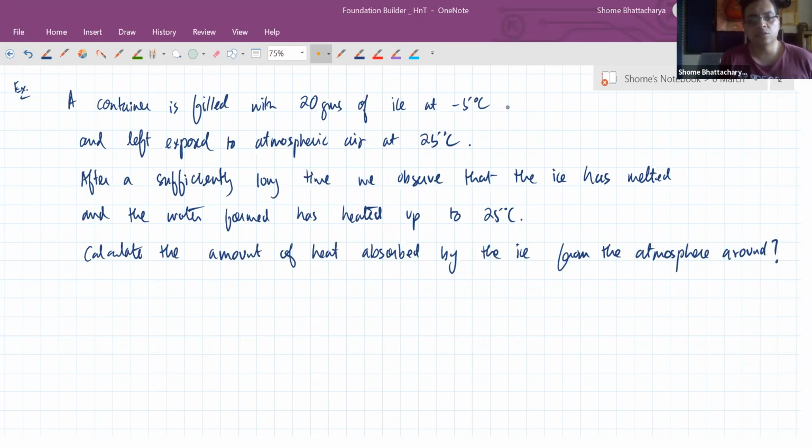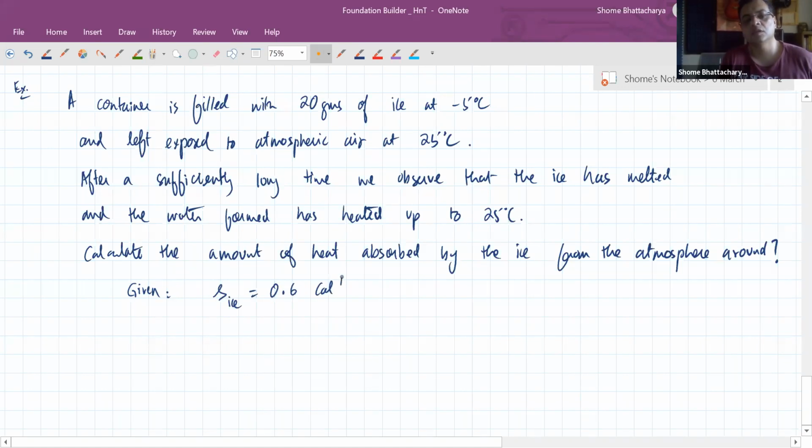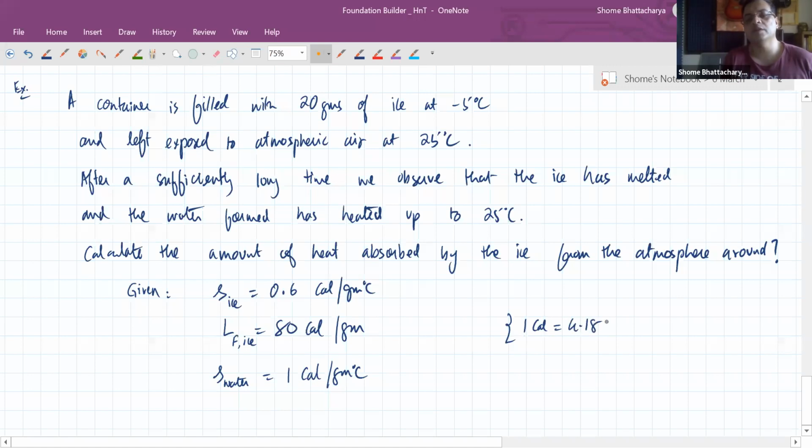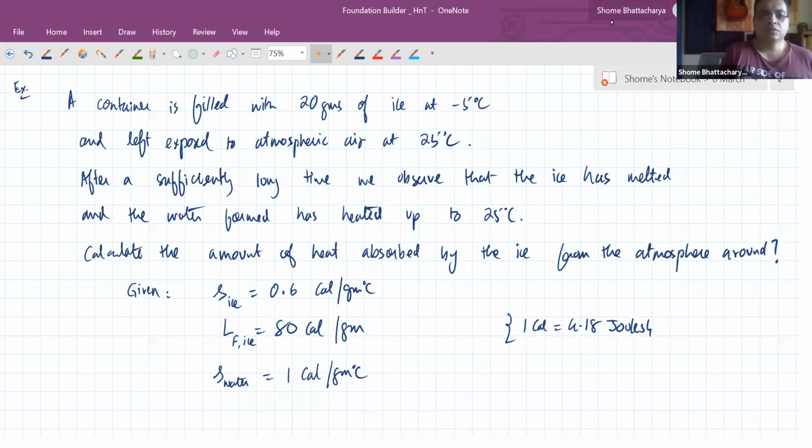So for this, the data given to us is that specific heat capacity of ice is 0.6 calories per gram degree C. Latent heat of fusion for ice is 80 calories per gram. And specific heat capacity of water is 1 calorie per gram degree C. And also, 1 calorie is equal to 4.18 joules. So just try out this question.